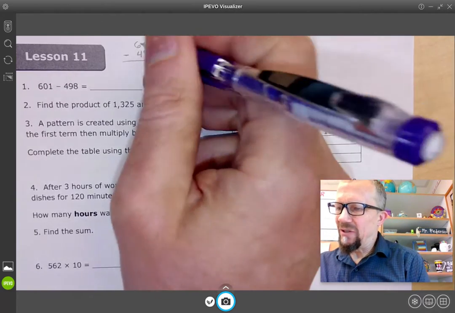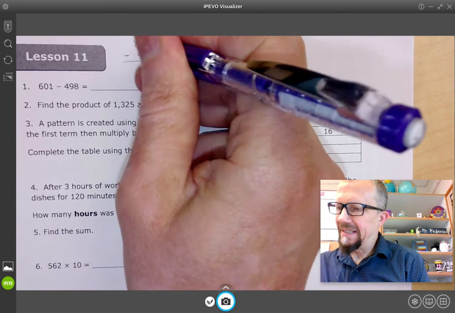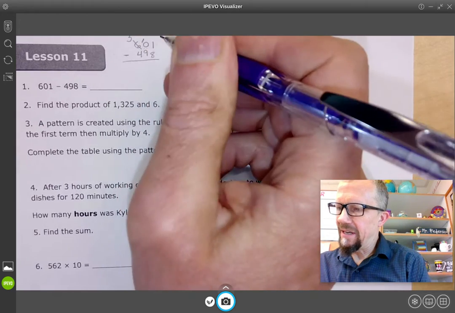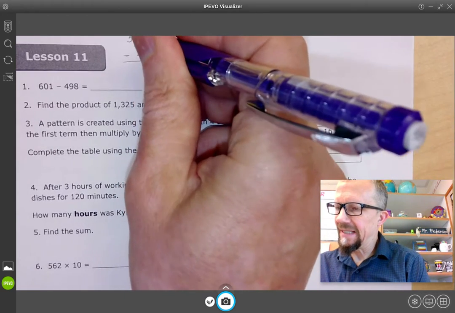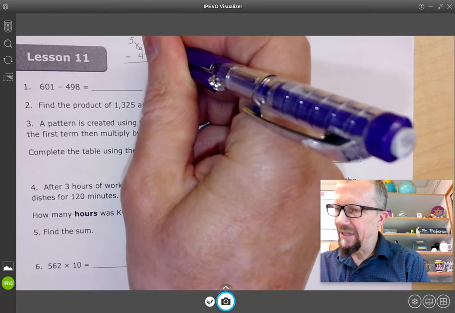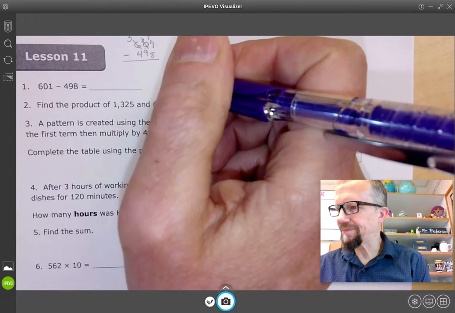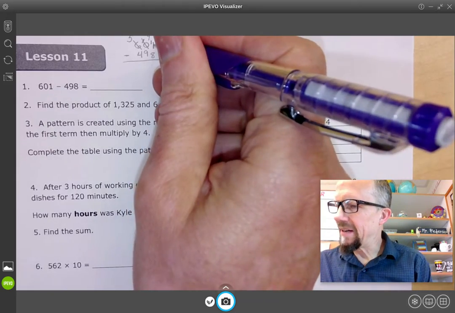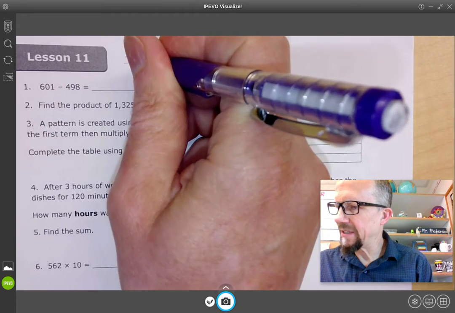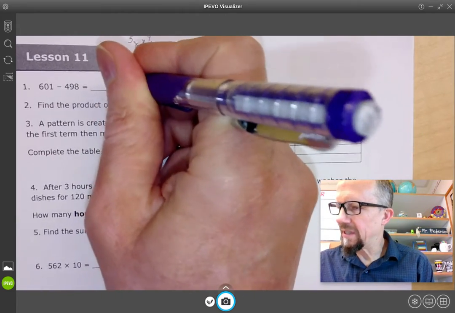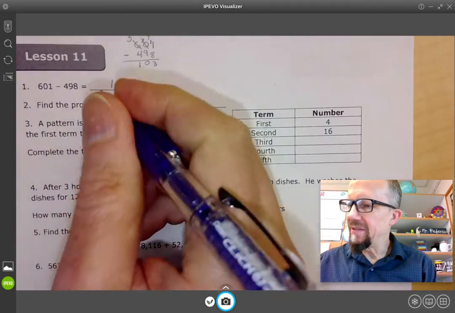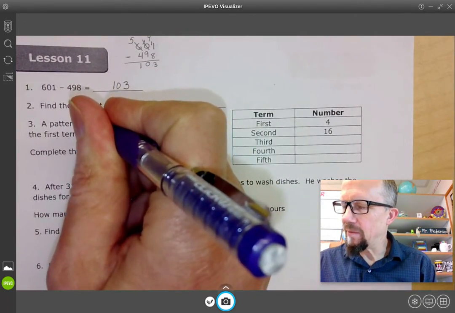Next door is a 0, so I'm going to have to come all the way over to the 6 and regroup here. 5 and 1 is 6. Now I'm going to take 1 off that 10 and bring it over here. Now I have 11 minus 8 is 3, 9 minus 9 is 0, and 5 minus 4 is 1. So 103.